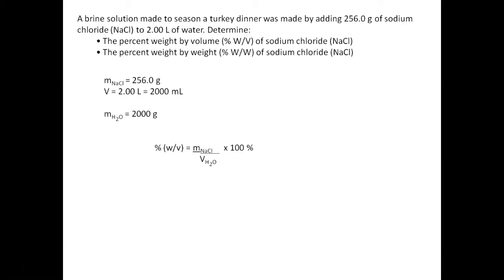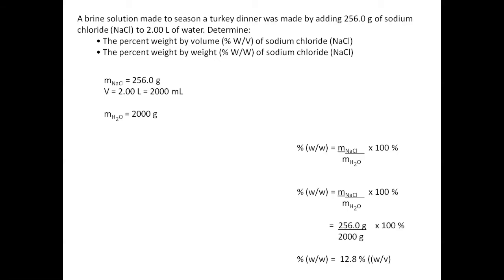So now that I have my values written down and I have them in the correct units, I can write down my equation. For percent weight per volume, it's the mass over the volume. So I can substitute in my values and solve. Likewise, if I'm asked for percent weight per weight, because the density of water is 1 gram per milliliter, 2,000 milliliters is 2,000 grams. And so then I can write down my equation, substitute in my values, and solve.